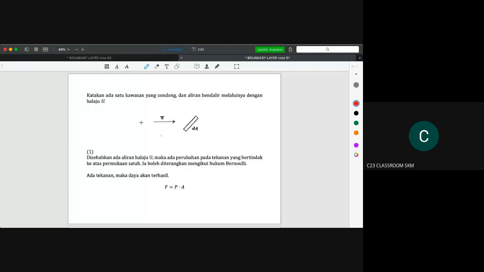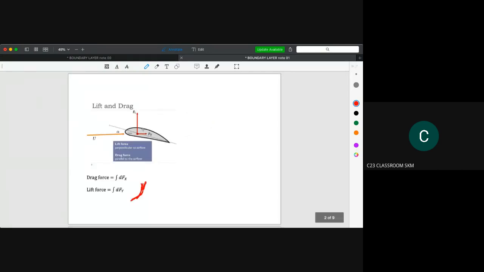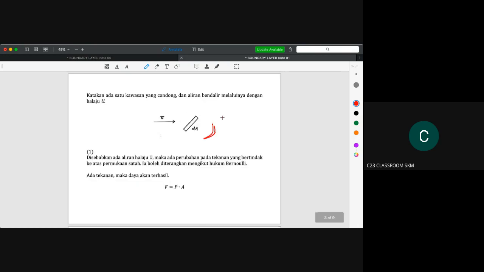So now we try to interpret, or we want to expand this mathematical equation into a real equation to be used to calculate the drag and lift force. So what we should do is evaluate it with one small area. Previously we had an aerofoil like this one, and we just take a small area here to be evaluated, and that small area can be written as dA.